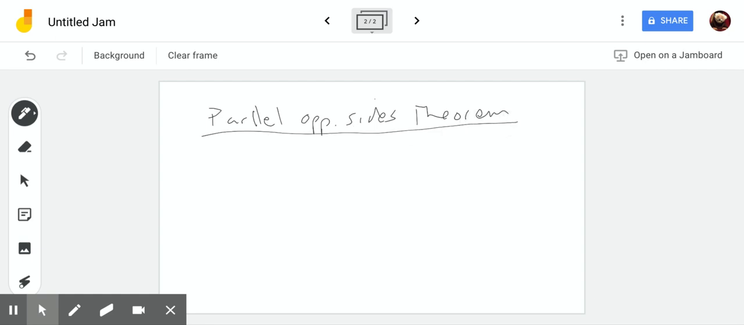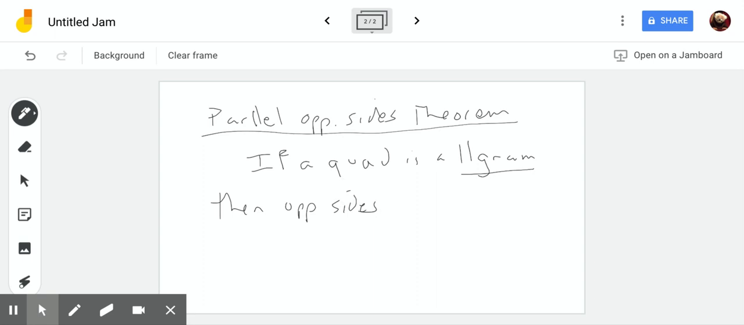Boy, this writing is not very good. And the parallel opposite sides theorem says if a quadrilateral is a parallelogram, and I'm just going to shorten up parallelogram to parallelogram. So parallelogram, then opposite sides are congruent.